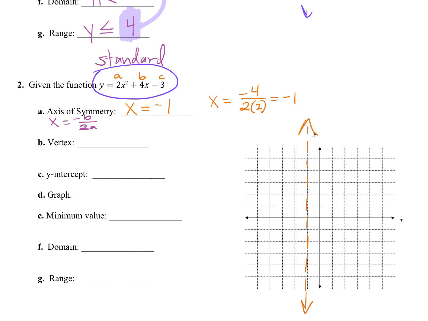So how do you find your vertex? It's -1. Okay, so you always take that same x value and you use it for your vertex. -1 something. How do you find the something? Plug it in. So this is going to be 2 times -1 squared plus 4 times -1 minus 3. So we're just plugging it into our original equation. So 2 times 1 is 2, minus 4, minus 3. What's 2 minus 4 minus 3? -5.